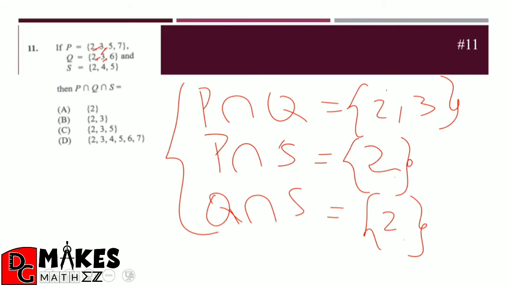But here we have P, Q, and S, and we need to know the intersection of all 3, right? Which element can be found in all 3 sets? And we can just observe, and that would have been 2 here. So our answer is A. All right, so be careful, ensure that you can differentiate between terms such as intersection and union, etc. You can be asked to compare not just 2 sets, but also 3.